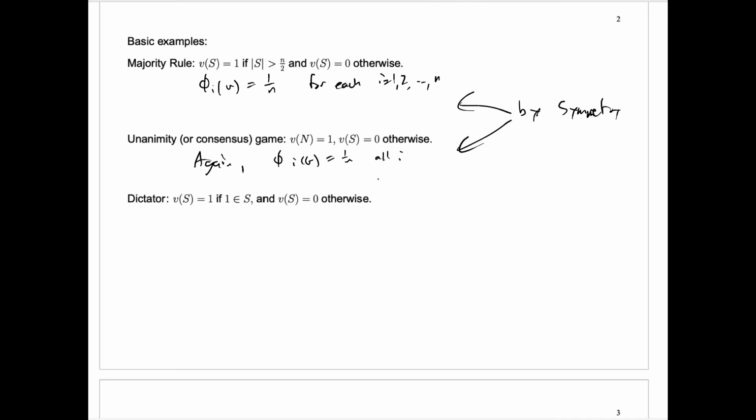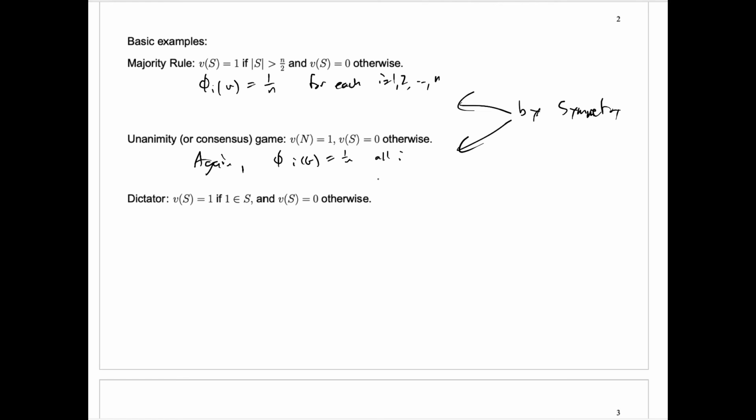Now here's a more exciting sort of voting system. You have one player, we'll call it player 1 out of the N players, who gets to decide every issue that comes forward. We say the value of a coalition is 1 if player 1 is in the coalition. Player 1 gets the name of dictator. The value of a coalition is 0 if it doesn't include player 1. If it's everybody other than player 1, it still has value 0. Basically, everything player 1 wants, player 1 gets.